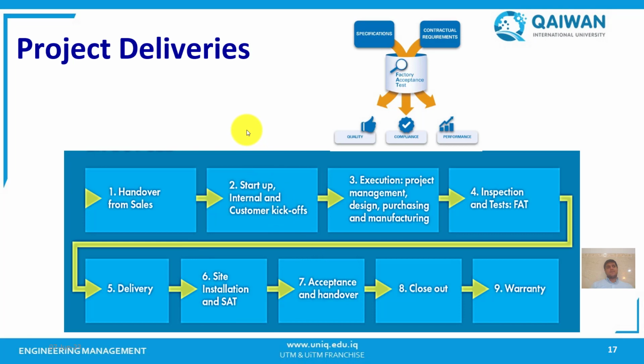These deliverables represent the desired products or services that the project aims to achieve. They can take various forms depending on the nature of the project and objectives. We have some steps: the first one is the handover from sales, startup or internal and customer kickoffs, execution, inspection, then delivery, site installation, acceptance and handover, closeout, and then warranty.